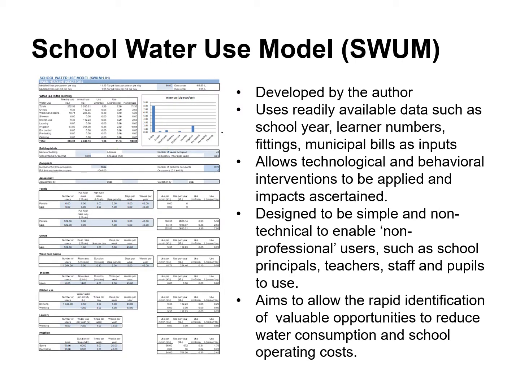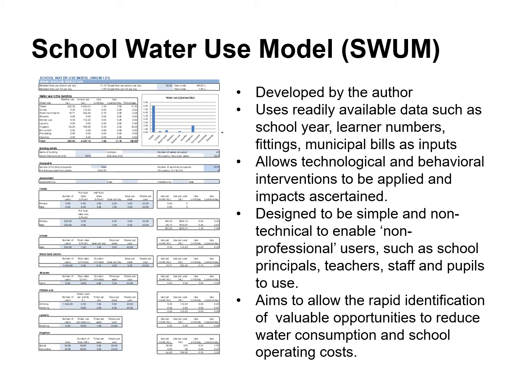So the next thing is to look at the school water use model, and this is an Excel-based tool which was developed by me and uses readily available data. So things like the school years, learner numbers, the performance of fittings, municipal bills, and it then allows a user to try different interventions. So interventions to do with different technologies, behavior, and test that and see what the implications are. The whole idea behind the tool is that it's very simple to use and could be used by school principals, teachers, staff, and pupils themselves.